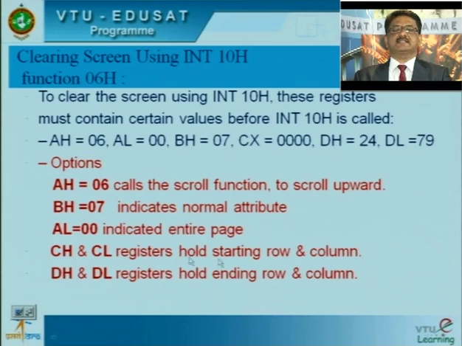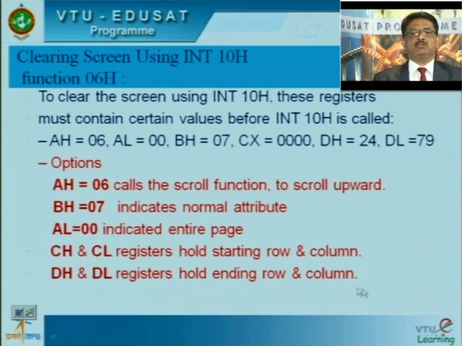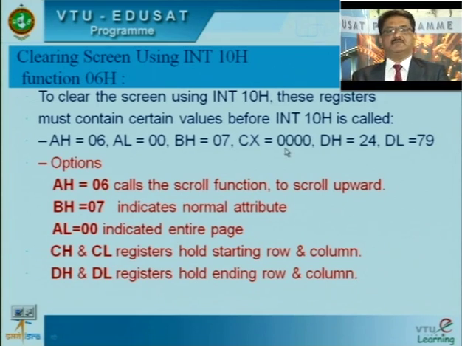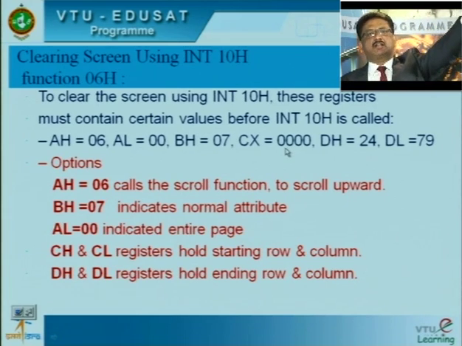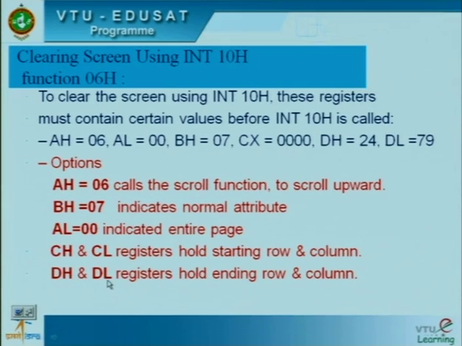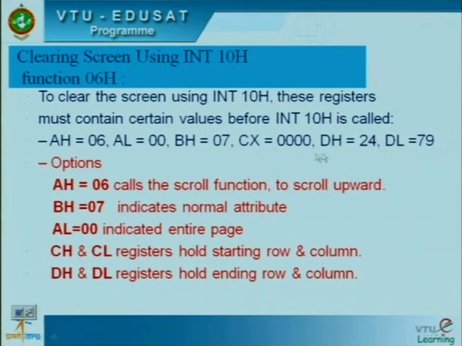CH and CL registers specify the starting row and column of that particular page, and DH and DL specify the ending row and ending column. If you carefully observe, the starting row and starting column is 00, that is the leftmost corner of the screen, and your ending row and ending column represent, say, 24 and 79, that is the rightmost bottom corner of the screen, meaning I am trying to clear the whole screen. So, before calling int 10H, I should load these registers with the appropriate value.